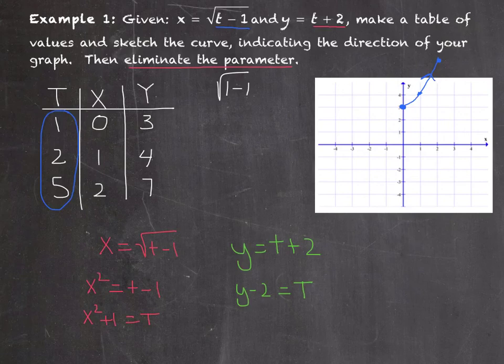Well, y minus 2 equals t, and x squared plus 1 equals t. So therefore, we can set these two things equal to each other. And that's going to end up giving us x squared plus 1 equals y minus 2. And you add 2 to both sides, and x squared plus 3 equals y. And that is the equation. And you can see that this particular equation looks like a parabola shifted up 3 units.